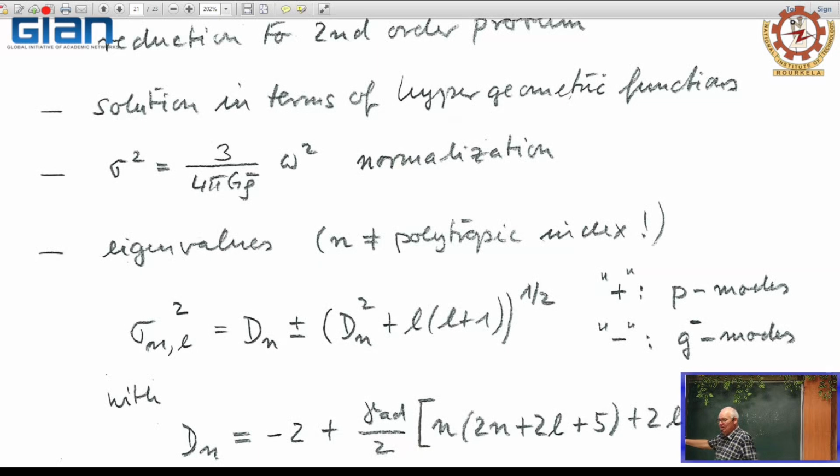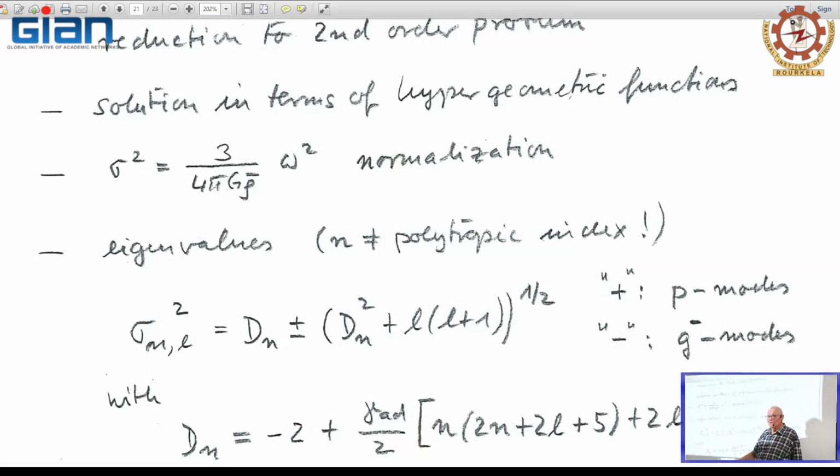n now does not denote the polytropic index, but it counts the radial order of our modes. So we have an index counting the radial nodes of our eigenfunctions, and this number counting the order of our nodes is, of course, a parameter of the eigenfrequency. So what we end up with is that sigma with index n and l, the eigenfrequency, depends on the azimuthal wave number or on the harmonic degree L, and on the radial order of the mode.